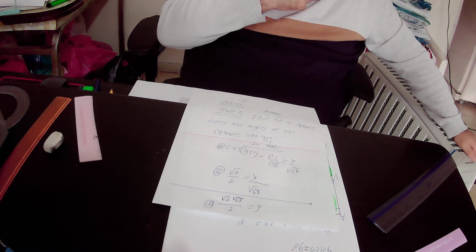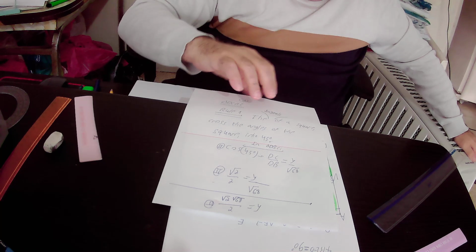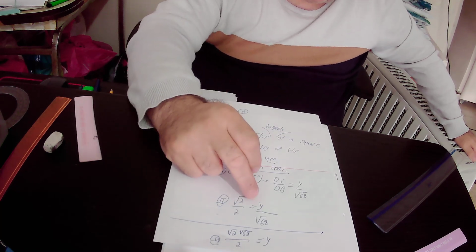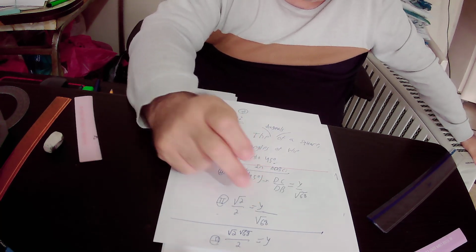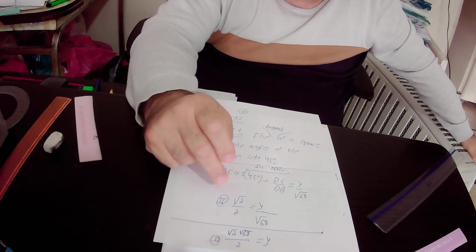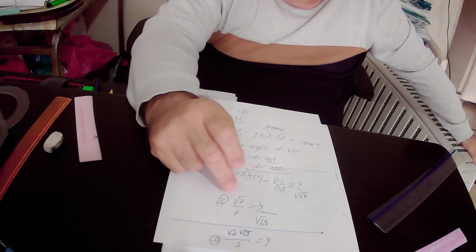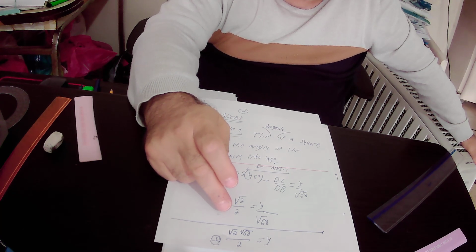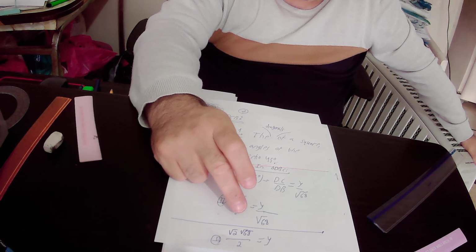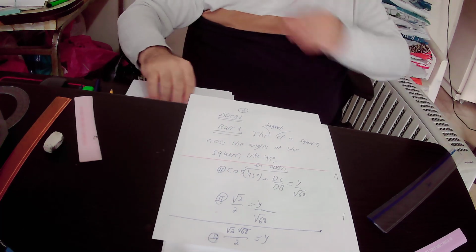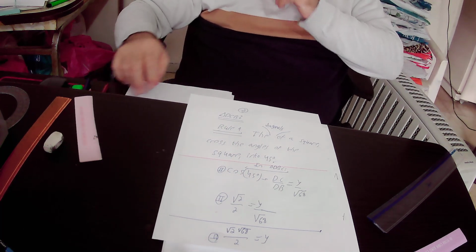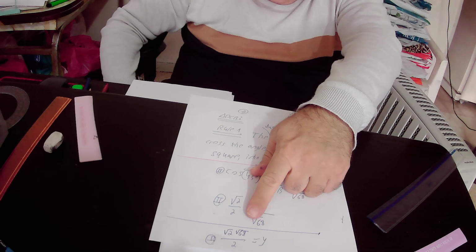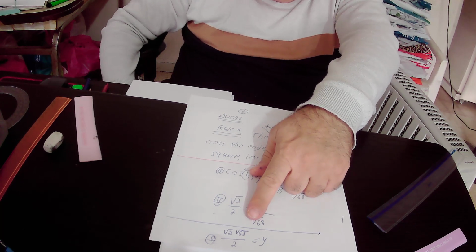And we also know that cosine 45 degrees equals root 2 over 2, and it equals Y over square root of 68. Here we multiply equation number 2 by square root of 68, and we got that Y equals square root of 2 times square root of 68 over 2. Okay? And we also know that 68 is 34 times 2.